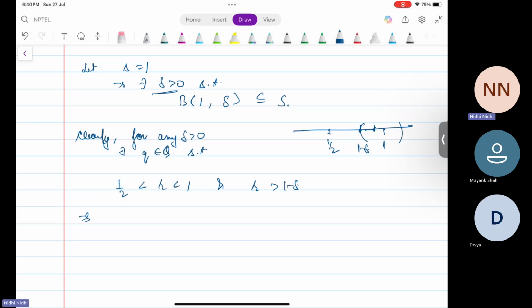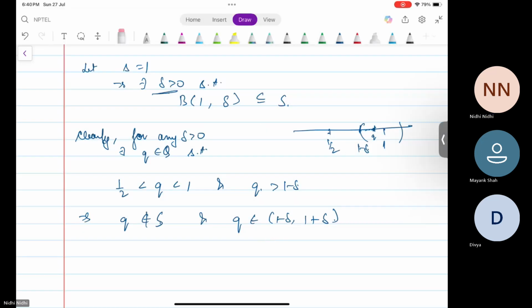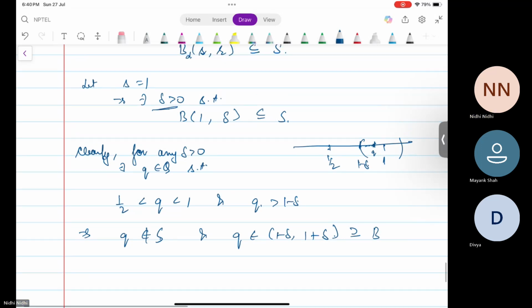this q, sorry, this is q. This q does not belong to S, obviously, because this q is lying strictly in between 1 by 2 and 1, and q belongs to 1 minus delta to 1 plus delta, which is a superset of the ball around 1 of radius delta, because we are in the space of rationals.